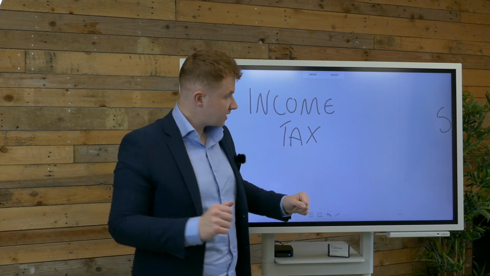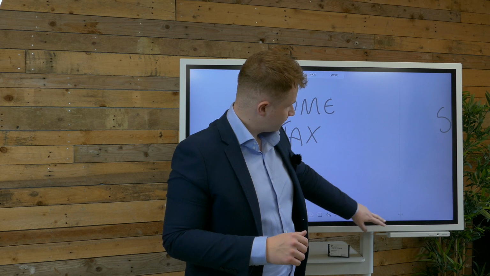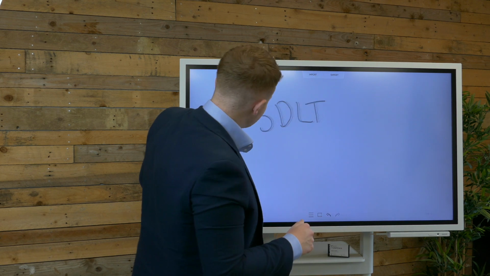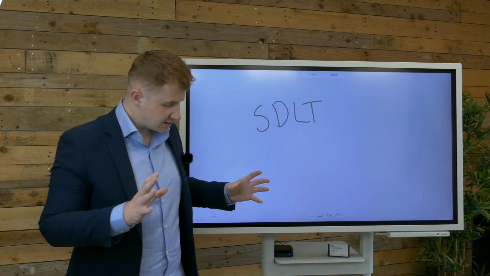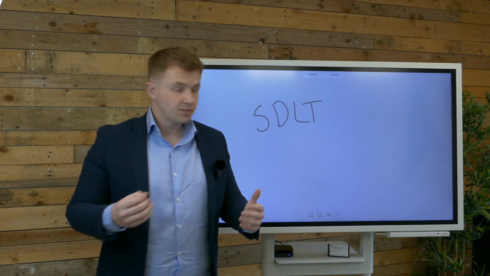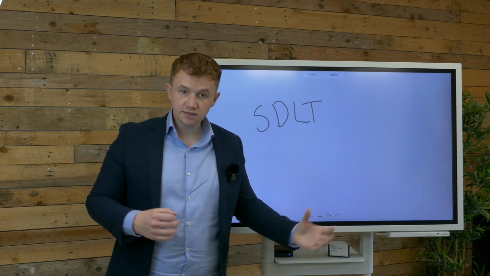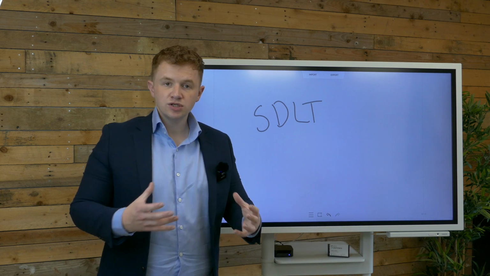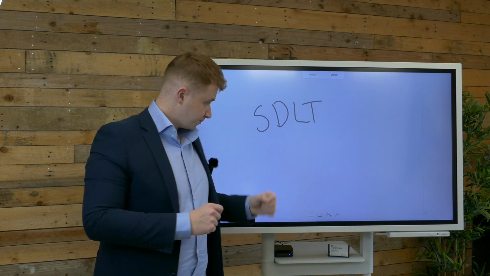So that's it for income tax. Next we've got stamp duty land tax. This is the big one. This tax applies when you buy a property. Whenever you purchase a property, you will be liable to stamp duty land tax based on the consideration, so how much you bought the property for.